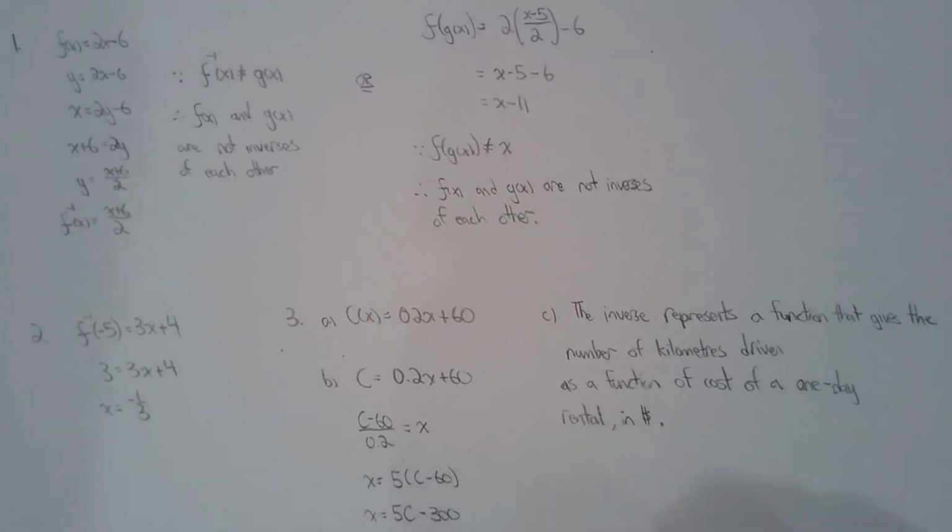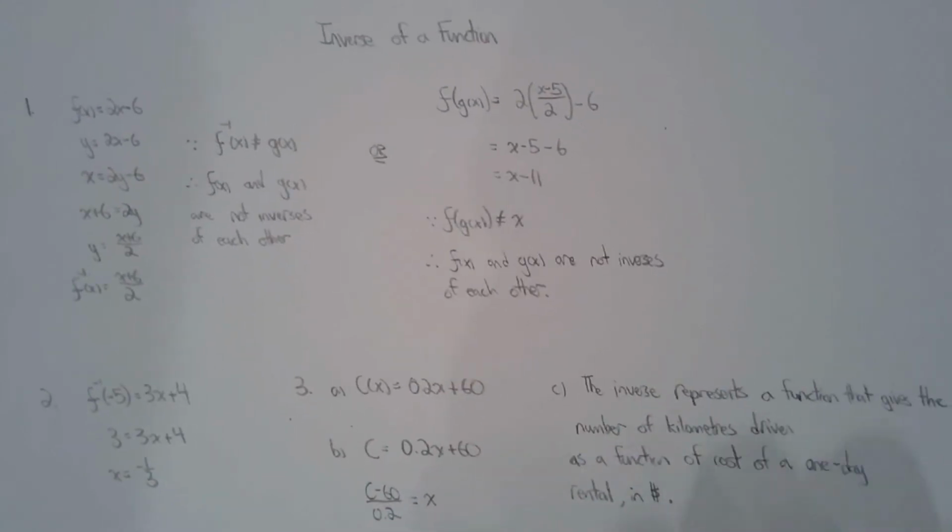An alternative way to do the question is to find f of g of x. I didn't mention this in the lesson, but if f and g are inverses of one another, an algebraic property is true. f of g of x is equal to x. And if f of g of x is not equal to x, then they are not inverses of one another.